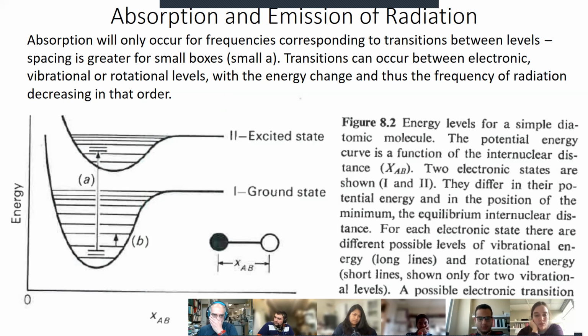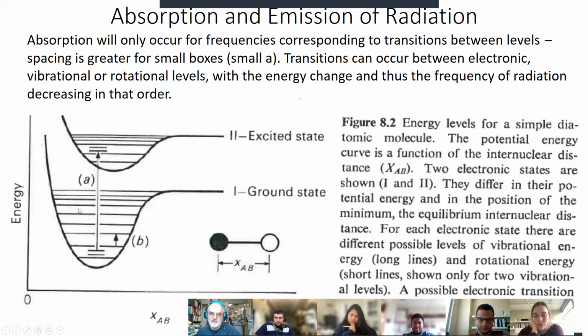All right. And so these interaction levels that are depicted in each one of these figures reflect the particle in a box sort of idea. But then you can also have what is thought of as a ground state and an excited state. Okay. And so these two electronic states differ in their potential energy and in the position of the minimum in the equilibrium between these two atoms.